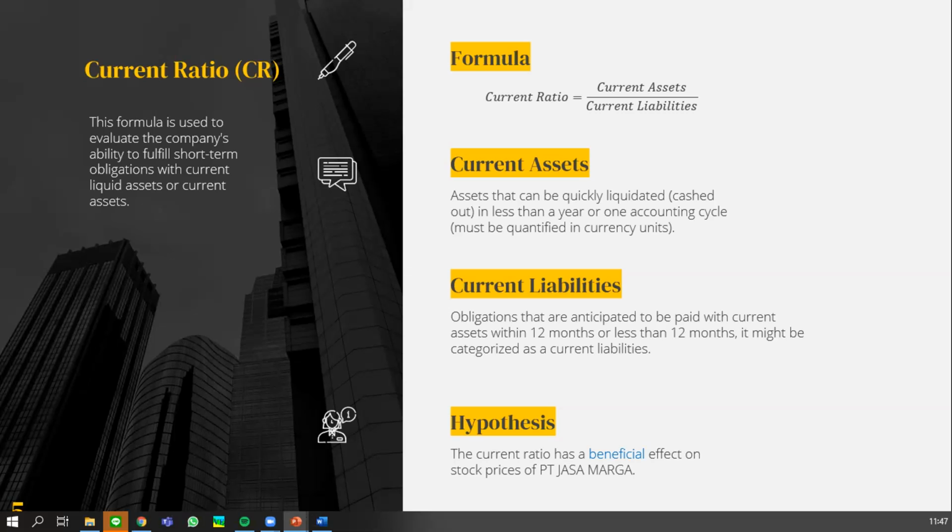These assets must be quantified in currency units in order to be recognized as current assets. Current liabilities are obligations that are anticipated to be paid with current assets within 12 months or less. The higher the current ratio, the more able the company is to fulfill its short-term obligations, which means that as the current ratio rises, the stock price rises along with it. This is why the first hypothesis is the current ratio has a beneficial effect on stock prices at PT Jasa Marga.